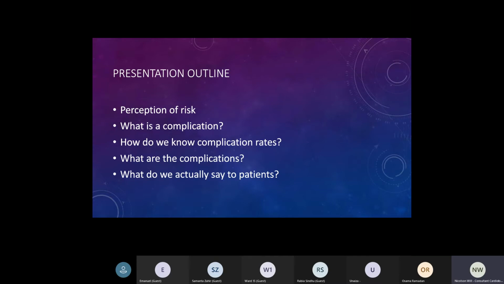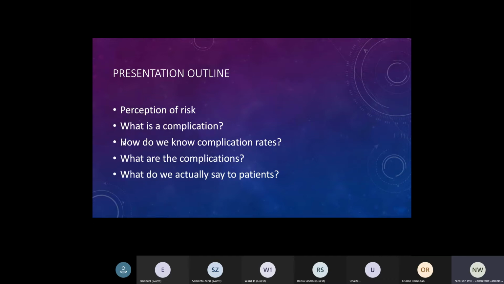So what a patient might think of as risk is probably quite different from what you might think of as risk. And I then want to talk about what really is a complication, because obviously there are risks attached to procedures and things can happen that are not necessarily complications. Then I'm going to talk a bit more about what actually are the complication rates and all the factors that are involved in complication rates.